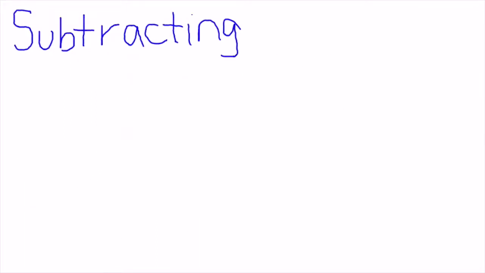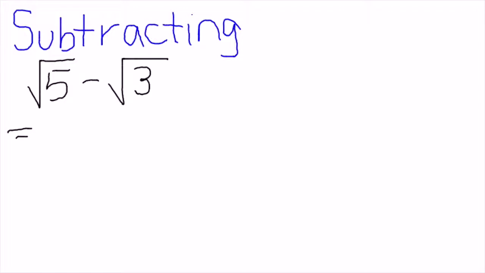Now we'll move on to subtracting terms. Subtracting terms are very similar to adding terms, as you can only subtract like terms. So if we are given the expression root 5 minus root 3, we cannot simplify this as they are not like terms. So your final answer will still be root 5 minus root 3.